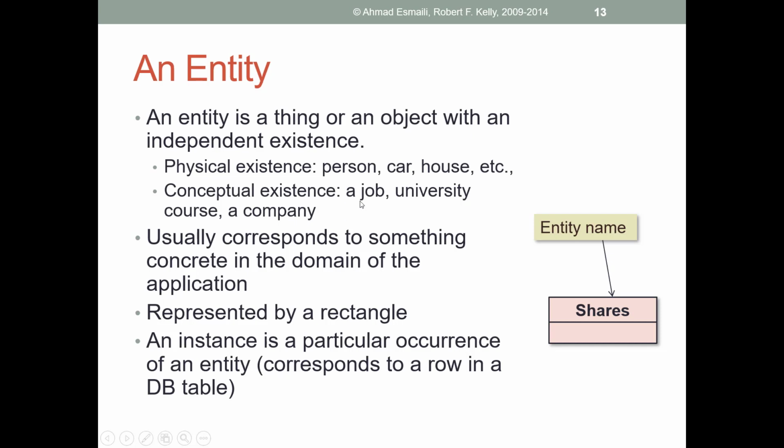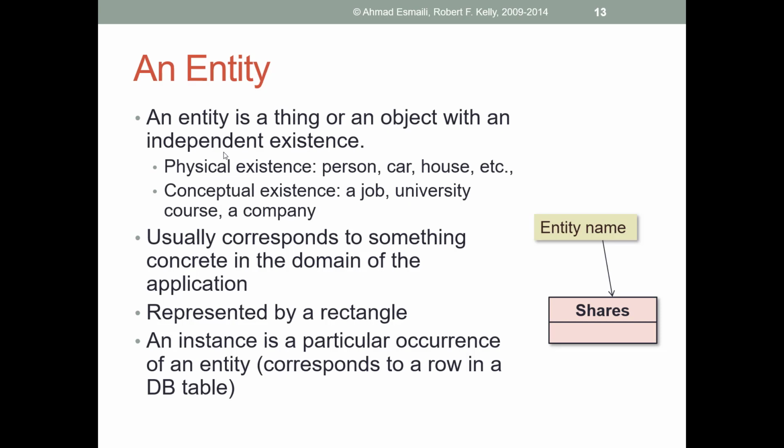But yes, a job has properties. A job will have attributes like job title, job number, salary, department. Similarly, a university course has a course number, course name, the name of the department offering the course, number of credits, and there are so many. So I hope now you understand what an entity is. An entity is a thing or an object with an independent existence. This is very, very important.